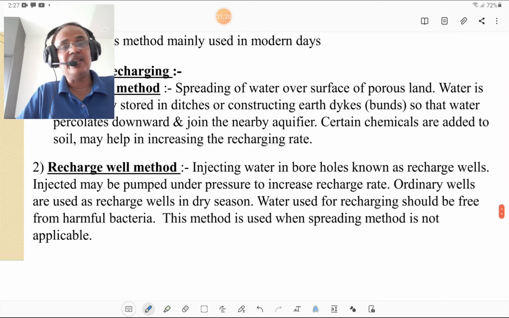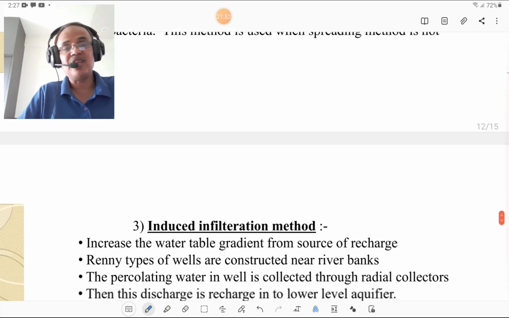Then the recharge well method. Injecting the water in the boreholes is known as recharge wells. Water may be pumped under pressure to increase the recharge rate. Ordinary wells are used as recharge wells in the dry season also, or you have to construct them separately. And water used for recharging should be free from harmful bacteria. This method is used when the spreading method is not applicable. That is the recharge well method, the second method.